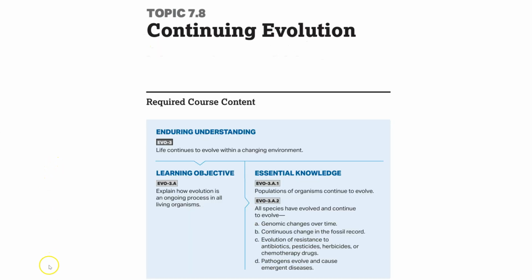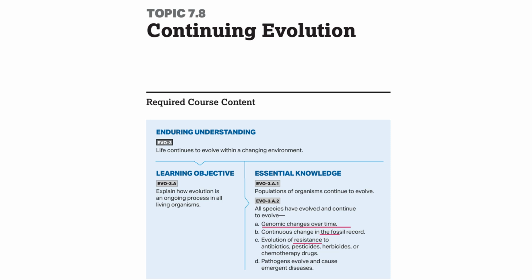And then finally, 7.8, continuing evolution. Life continues to evolve. Evolution just hasn't stopped. We are definitely continuing to evolve. Life is, and so we'll look at how genomic changes over time, continuous change in the fossil record. We see a lot of different stuff there.